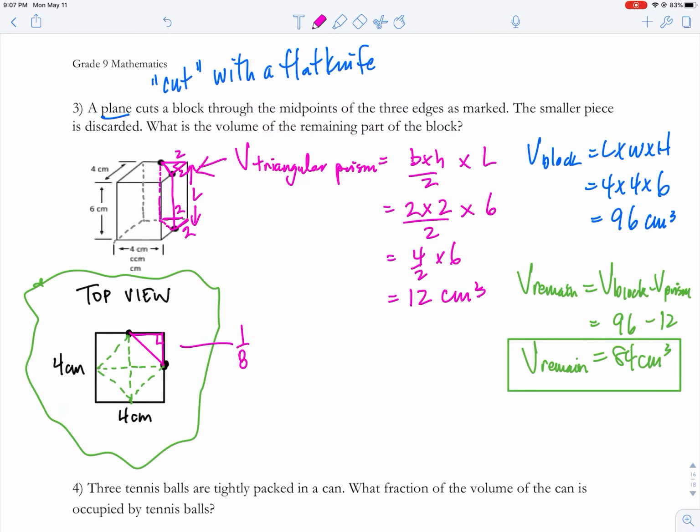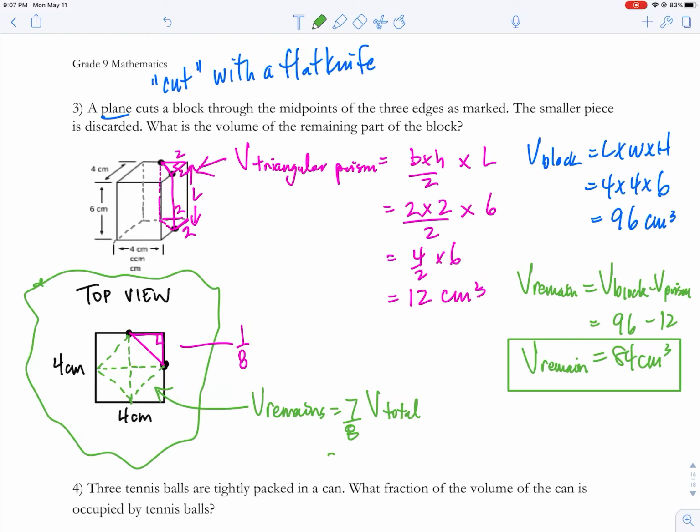1/8 of the whole thing. So if we cut off that pink triangular prism, that'd be like take away 1/8. And that would mean that the V remains would be 7/8. So everything that would be left, V remains equals 7/8 of the total, or of the block.